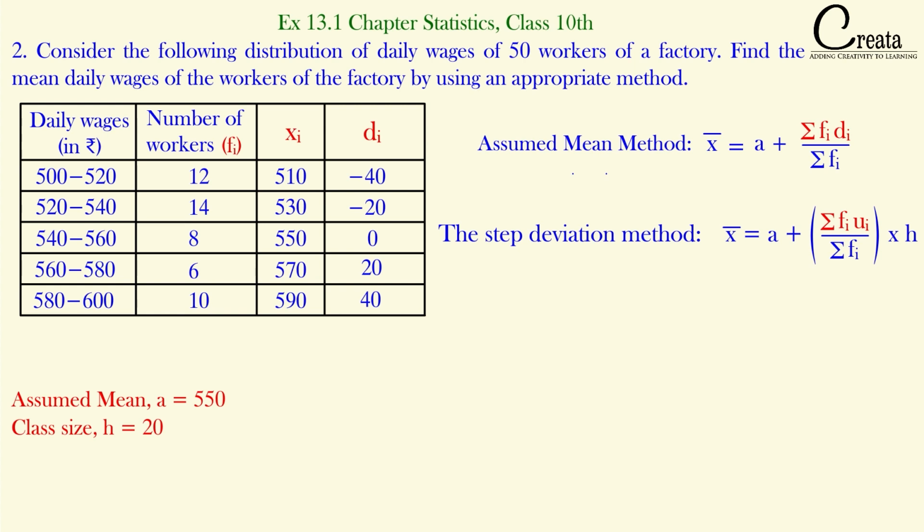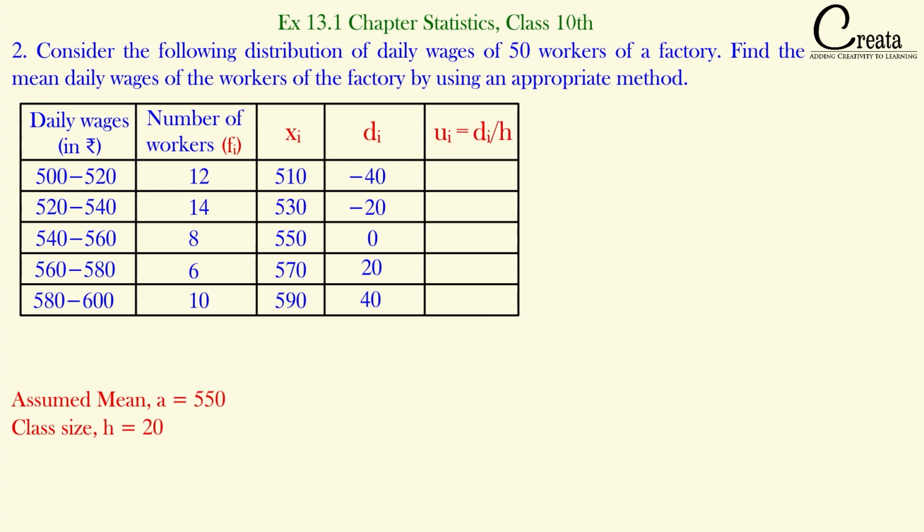In this case, we will go with the third method, that is the step deviation method, when we can easily divide all the values of the deviation with the class size, or the class size is a common factor of all the deviations. Both the things are the same. Got it? Here we will go with the next method, that is the step deviation method.